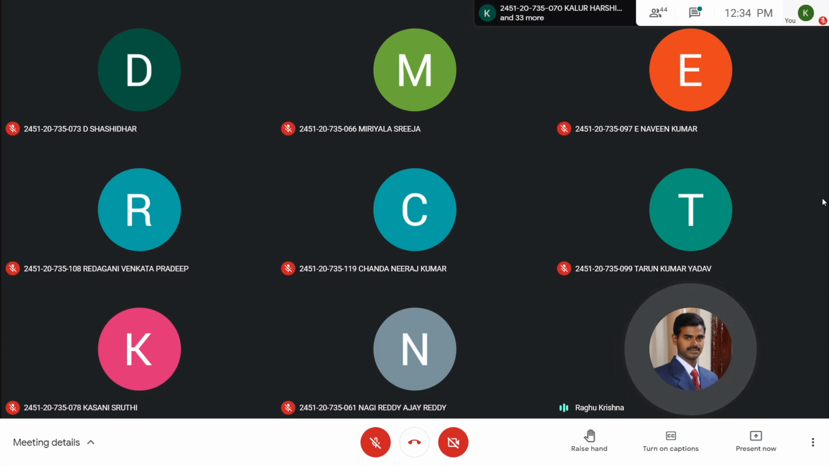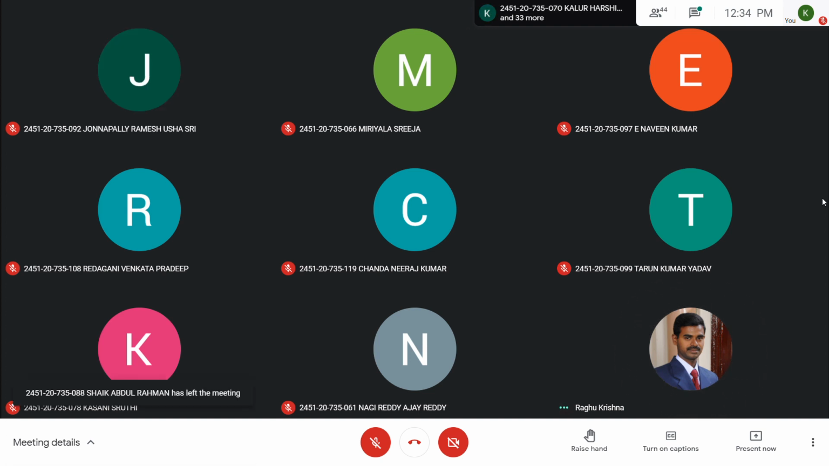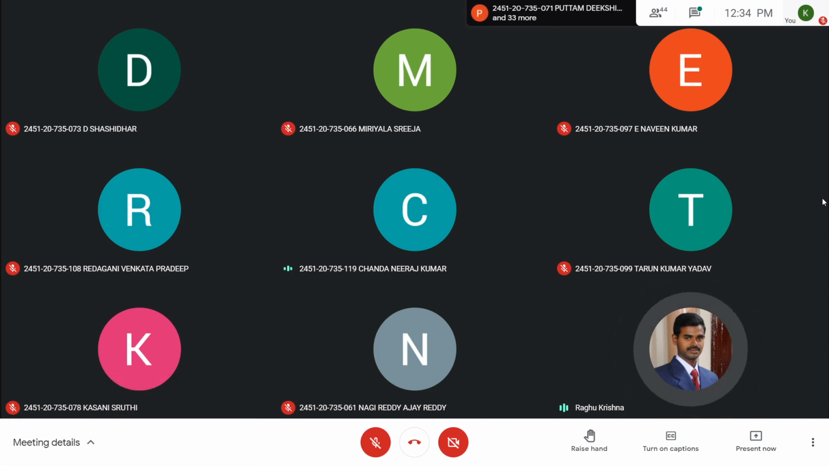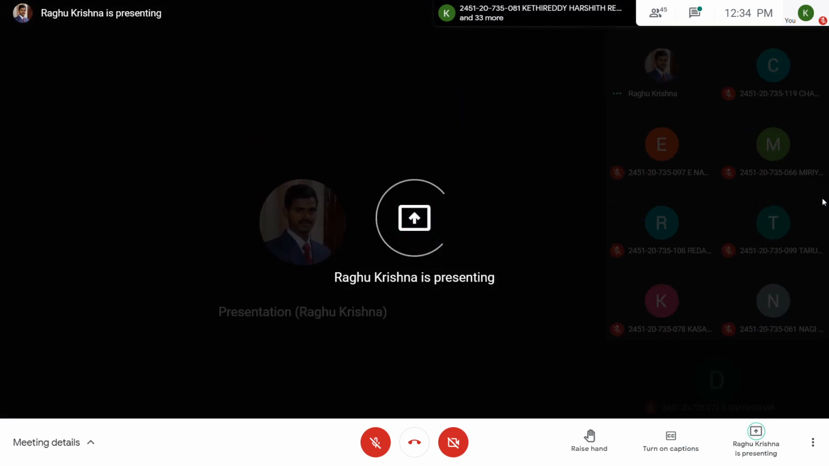So any doubts in this equation, KCL equation? Yeah, please respond. Sir, screen sharing is not visible. Oh, okay. Wait. Okay, are you able to see the screen now?